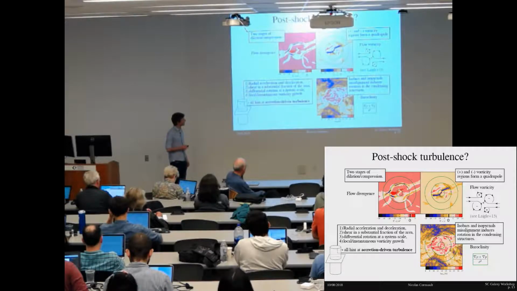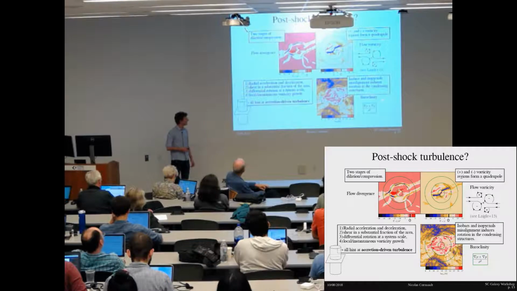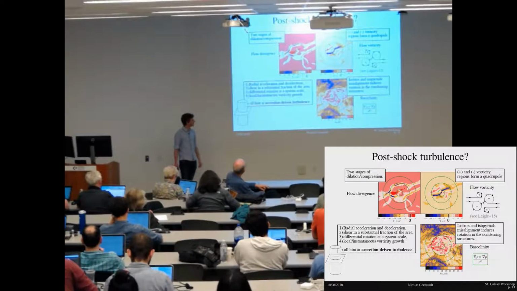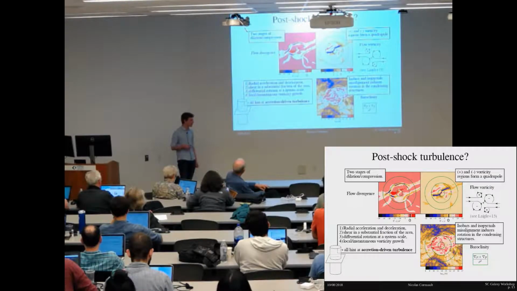And here we can see it's the same kind of behavior. Since the two sheets are not perfectly aligned, there should be an average rotation in the middle. And finally here, I plotted the baroclinic term. I don't know if everybody knows what it is. It's defined like this: the cross product of the density gradient and the pressure gradient. When they are not aligned, vorticity should be produced.